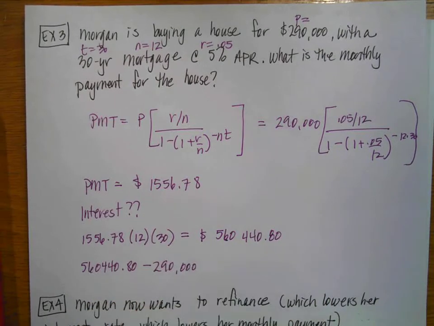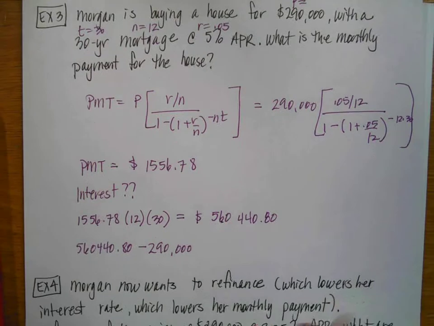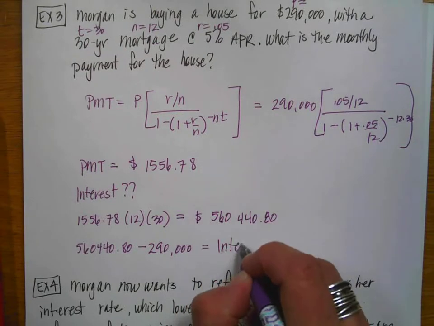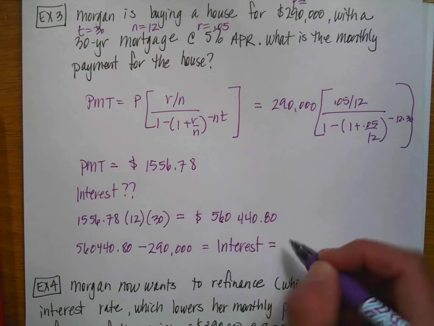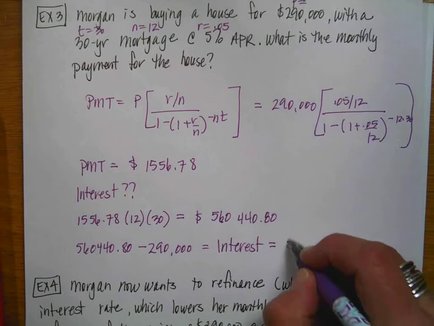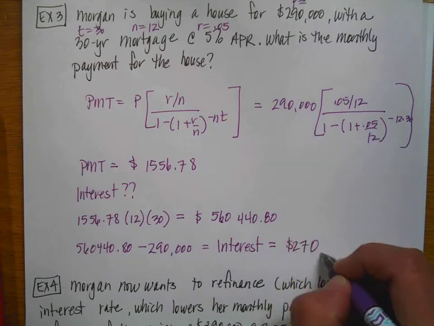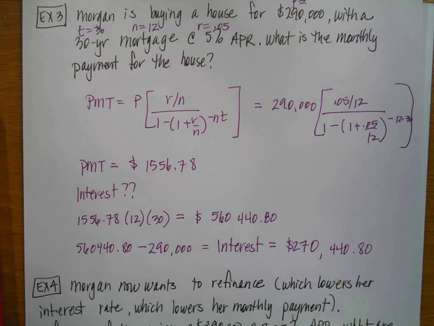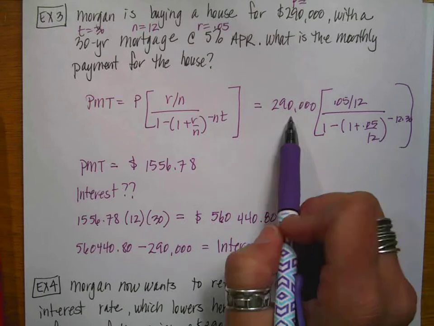Well, if we take the amount of money that she has paid in principal and interest, so the $560,440.80, we subtract her initial cost of the house, okay, we're going to get that the interest that she paid over 30 years is equal to $270,440.80. So that is really interesting to pay attention to.